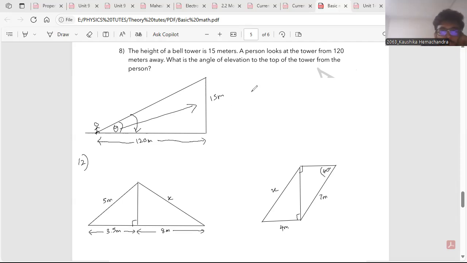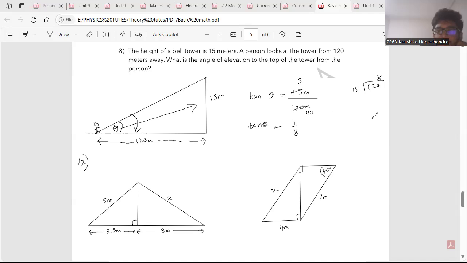So you have to get tan theta. Right? So tan theta is equal to opposite 15 meters over adjacent 120 meters. So 120 divided by 15 is 8. You can cut by 3, 5, 40. 40 divided by 5 is 8. 1 over 8 is equal to tan theta.